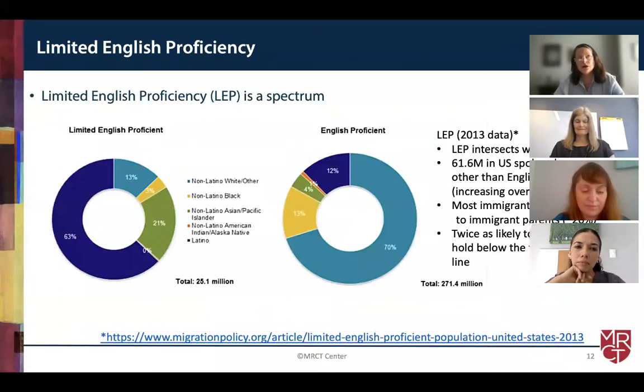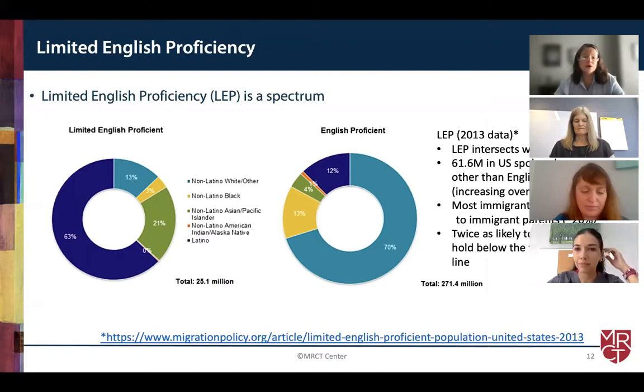So, certainly LEP, limited English proficiency, is a spectrum. If you think about people who have trouble reading or writing, it's different than people who have trouble understanding for one reason or another, or whose primary language is other than English. In the US, LEP certainly intersects with race and ethnicity, and about 62 million people speak a language other than English at home. That is increasing over time.